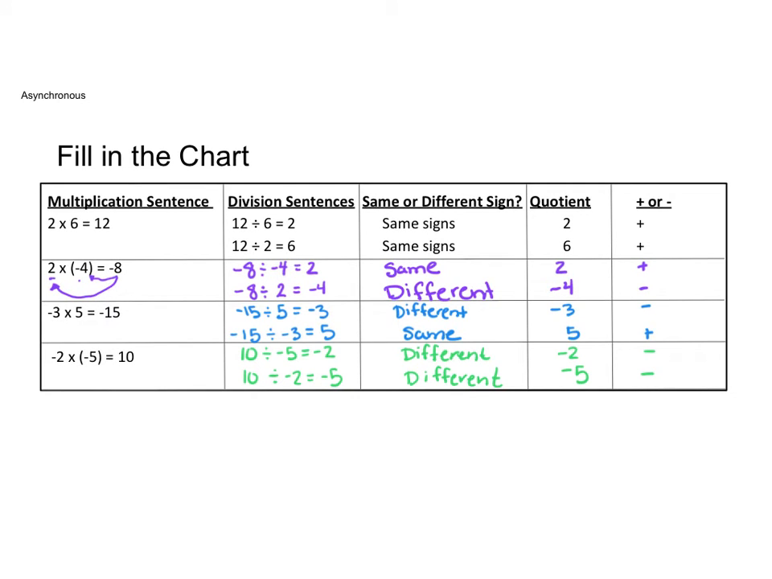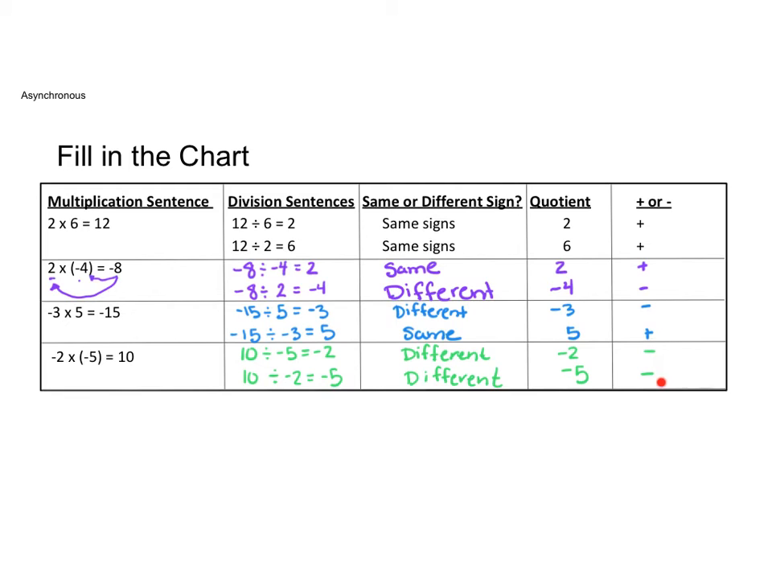Okay, this is what you should have gotten from your table. So now let's look at it a little bit in depth. So I see same, and I'm seeing positive. And then I'm seeing different, I got a negative. Same signs, positive. Here's my different, I have a negative. Same, I have positive. Different, negative. Are you seeing any patterns? They're the same as multiplication. So if you're dividing the same signs, you're going to get a positive answer. If you're dividing different signs, you're going to get a negative answer.